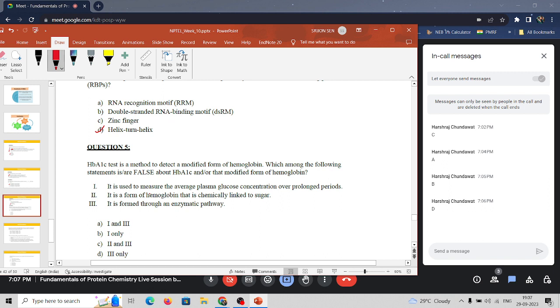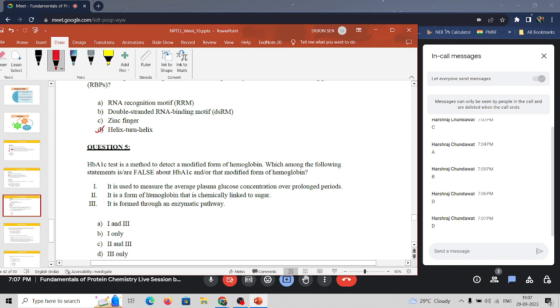Now the next one. HbA1c test is a method to detect the modified form of hemoglobin. Which among the following statements is or are false about this modified form of hemoglobin? One, it is used to measure the average plasma glucose concentration over prolonged periods. Two, it is a form of hemoglobin that is chemically linked to sugar. Three, it is formed through an enzymatic pathway. Let me see. Okay, you gave the answer D. Okay, so it is formed through an enzymatic pathway.